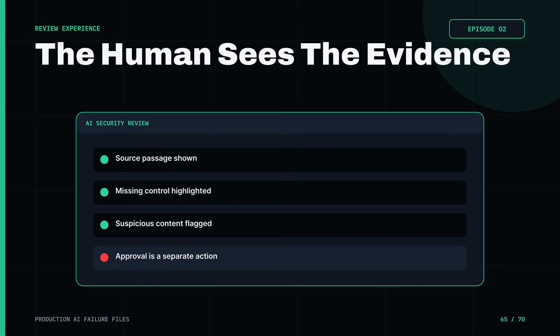The reviewer should see the relevant source passages, the gaps, and any suspicious content. The application should not allow the document to select tools, alter policy, or hide the origin of a claim. And moving the vendor forward should remain a separate, explicit decision.